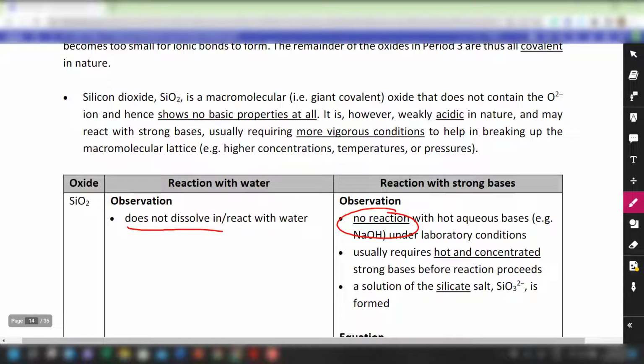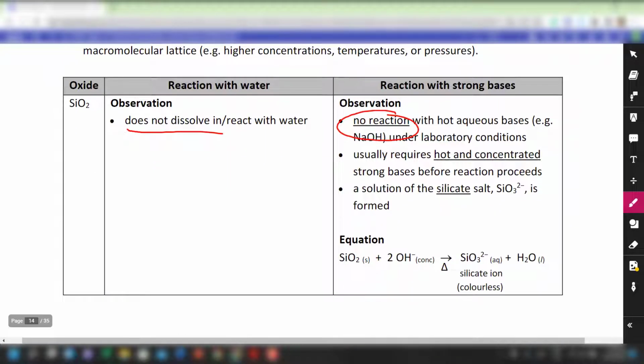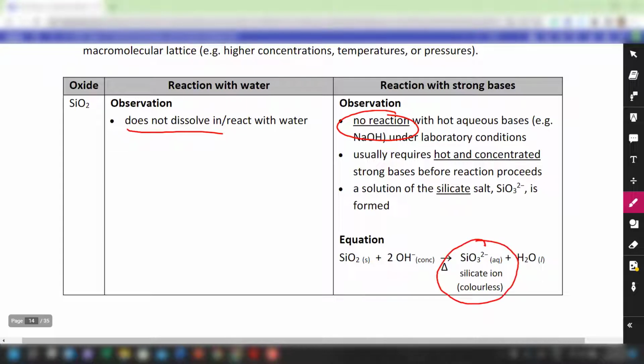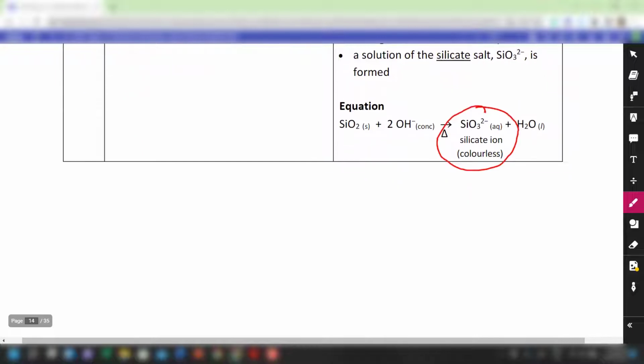You have to heat it very rigorously, and you need to use concentrated base before any significant reaction takes place. Eventually, if the reaction does take place, you will form the silicate ion, which is colorless. In most situations in the lab, even if you pour a base onto silicon dioxide, otherwise known as sand, it doesn't react. It will only react in the presence of hot and concentrated bases.